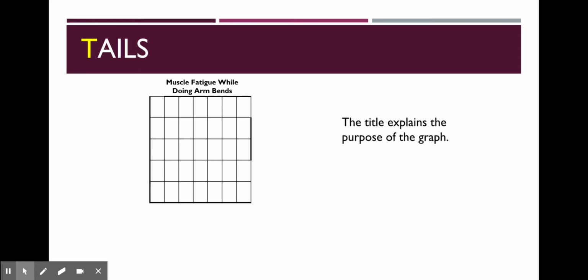So usually we remember the 5 things that we need in a graph by remembering the word TAILS. TAILS will help you remember the 5 things that are essential in a good graph. T stands for title. The title explains the purpose of the graph. What is the graph about?